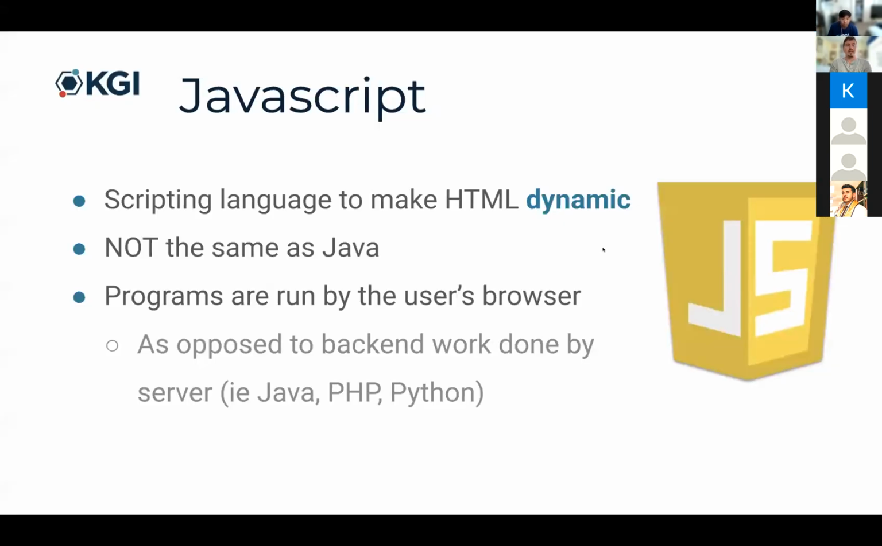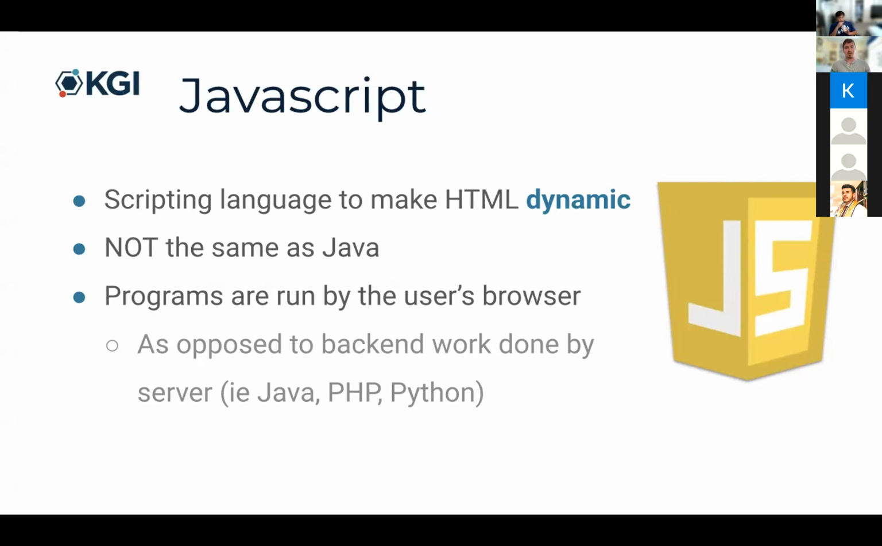Okay, what is JavaScript? So it's not Java. Some people sometimes get the two confused. They're really completely different languages. So the only thing they share is those first four letters. And it's a scripting language that makes the static HTML page do stuff. It's run by the browser. And this is a big differentiation between JavaScript and other backend languages, such as Python, Java, or PHP.